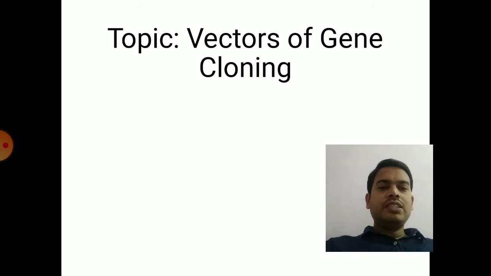So today's topic is vectors of gene cloning. Gene cloning is a process where foreign DNA is inserted into a cloning vehicle. That is a vector, and that vector is introduced into eukaryotic cells like plant or animal cells and prokaryotic cells in order to produce our protein of interest. So that is the process of recombinant DNA technology.